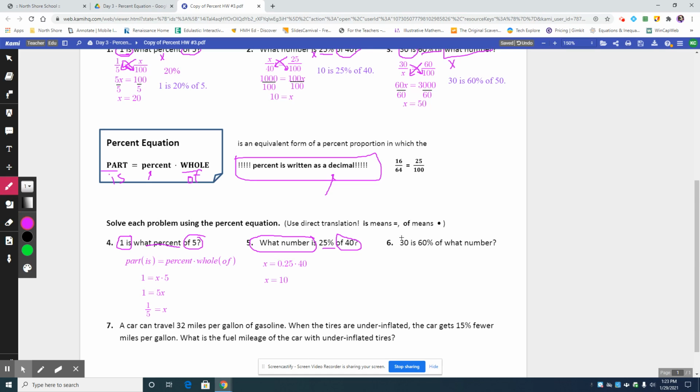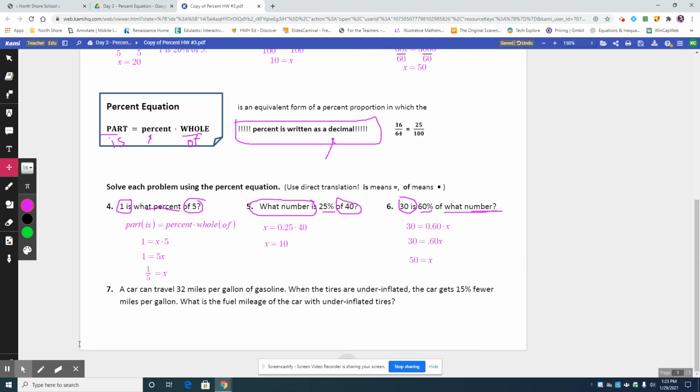For the next piece, we have 30 is, so this is our "is" or a part, 60% of what number? So we're asking for what that "of" is. So here we go. We've got part, or is, equals percent times your whole. So 30 equals 60% as a decimal, 0.60, times our unknown number, our whole, x. On the right-hand side, that just becomes 0.60x. So we have 30 equals 0.60x. Divide both sides by 0.60, and you get 50. So 50 equals x.